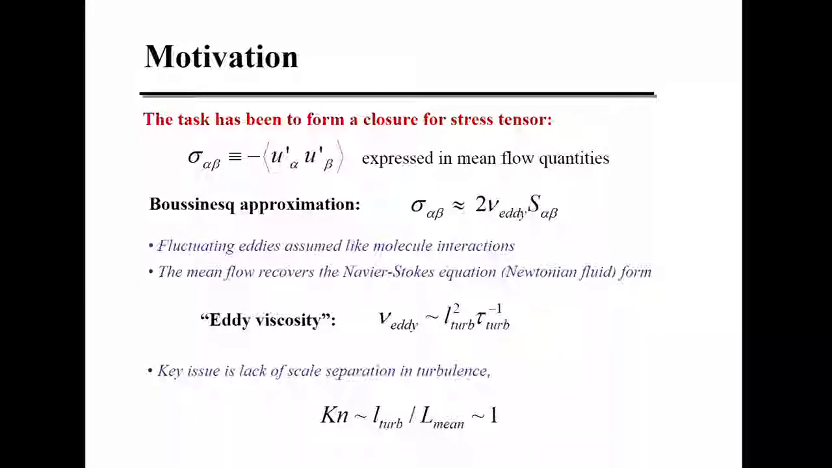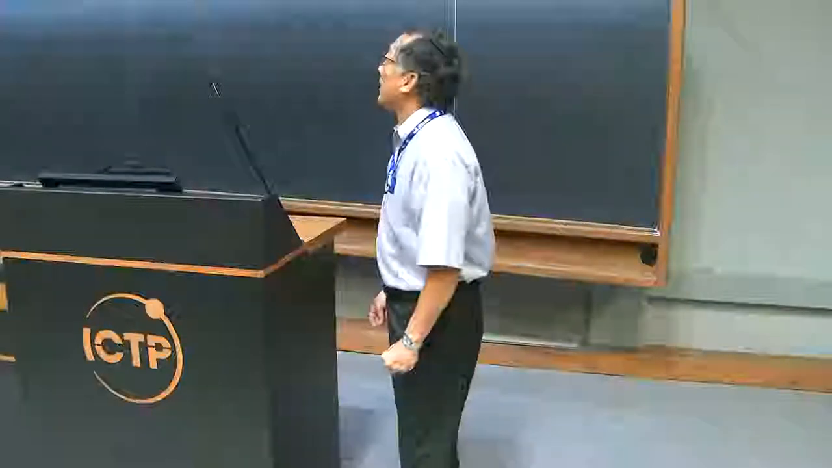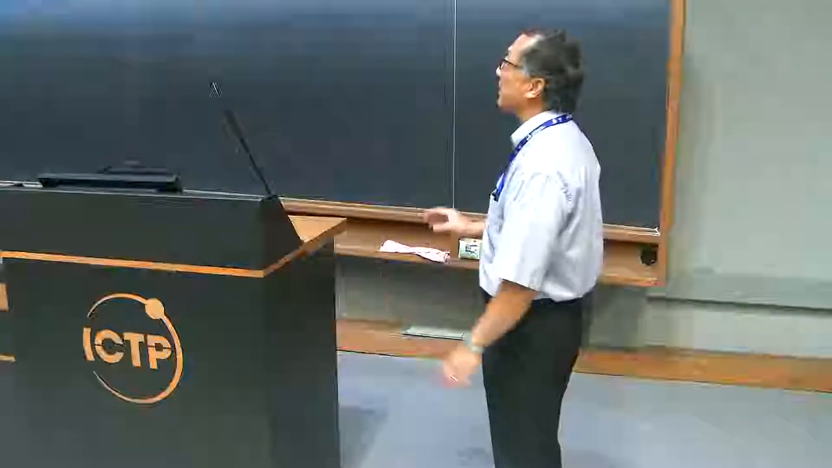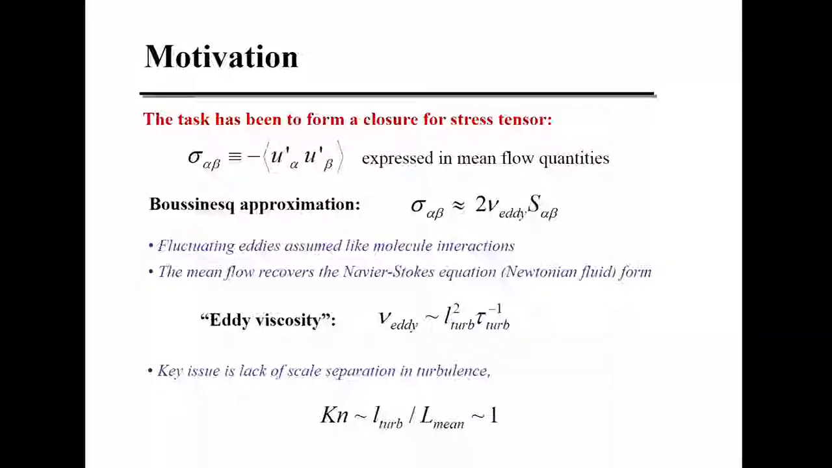And eddy viscosity you can also analyze, and it is scaled by some representative length scale and time scale. When you do this quick analysis, you will find this effective interaction length scale over the large scale representative length scale, the ratio of these two is in the order one range, which makes this assumption questionable. I'll talk a little further about it.